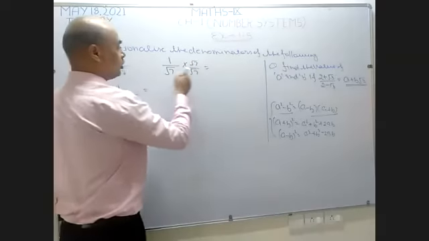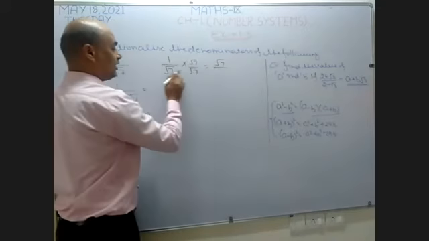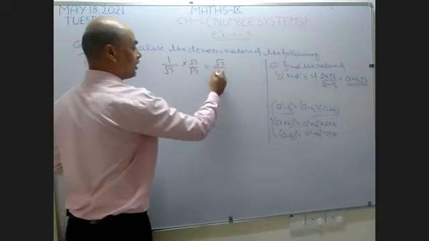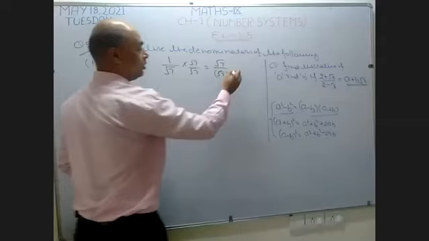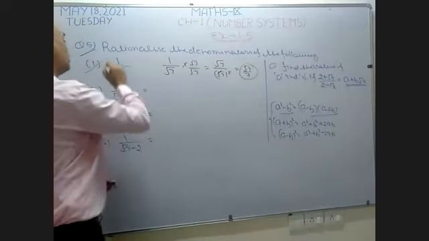Now see, I want to multiply these two. Root 7 into 1 becomes root 7, and root 7 into root 7 becomes root 7 square. Now this is going to cancel. So the answer becomes root 7 upon 7. This is the answer of the first part of the question.